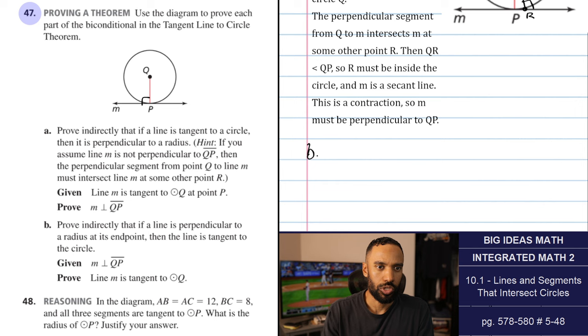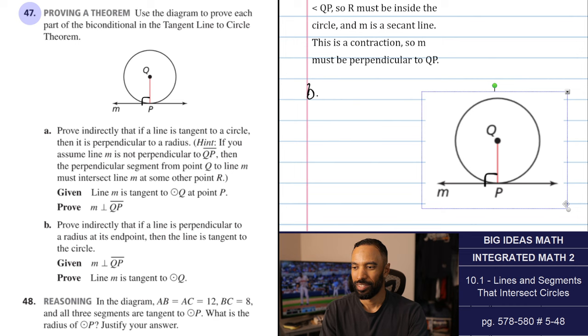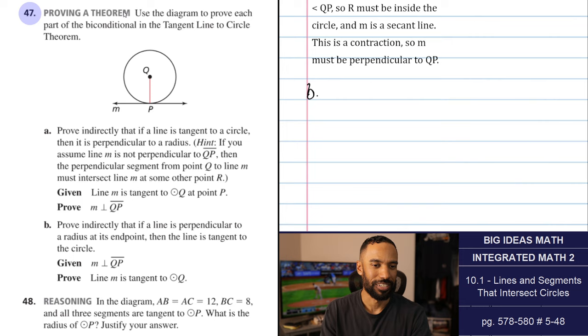Part B. Prove indirectly that if a line is perpendicular to a radius at its endpoint, then the line is tangent to the circle. I'm not very good at these because they didn't give me a hint this time. Oh, I made that perpendicular part. Sorry about that. There we go. Let me do that again.